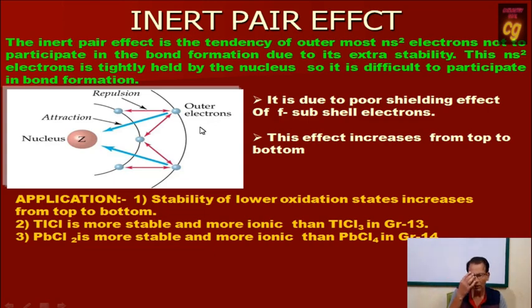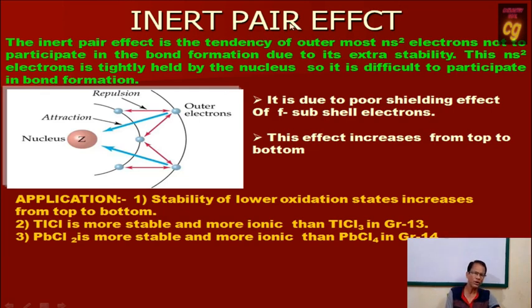Generally, you see in this structure, this is the outermost electron, these are the two outermost electrons, and then this is the nucleus. When these outermost electrons are more tightly bonded by the nucleus, then these two electrons will not take part in bond formation, due to extra stability. When they are strongly attracted by the nucleus, their tendency to participate in bond formation will be less, and this is called the inert pair effect.